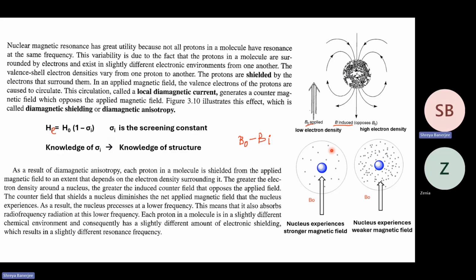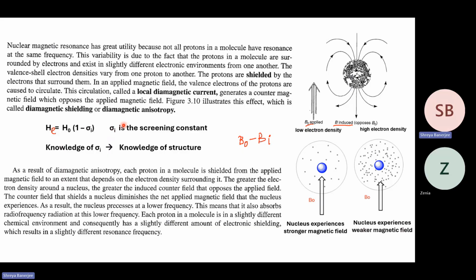When there are fewer electrons around the nucleus, the screening is less. Sigma I is less, and so the effective field He is greater. It is experiencing a stronger magnetic field. And when there are a large number of electrons surrounding the nucleus, sigma I is large, which makes He small, and it is experiencing a weaker magnetic field.